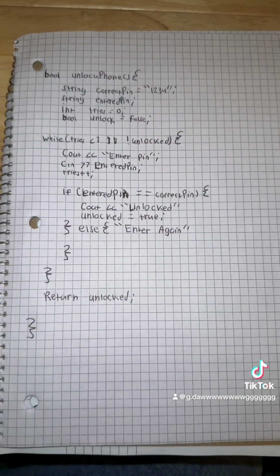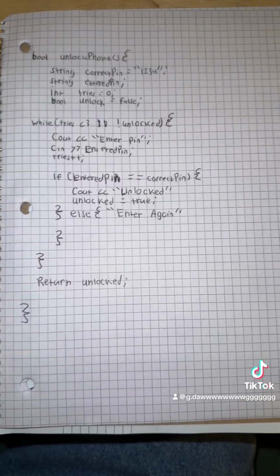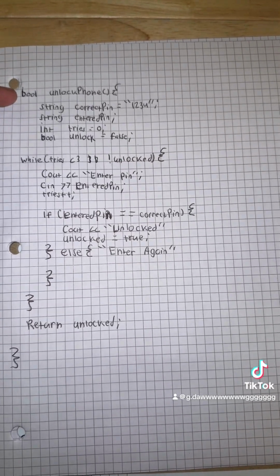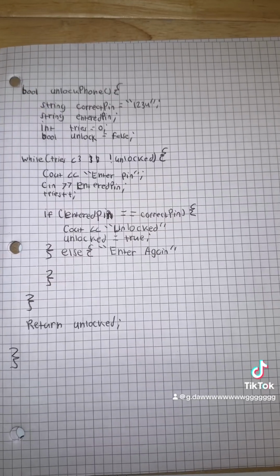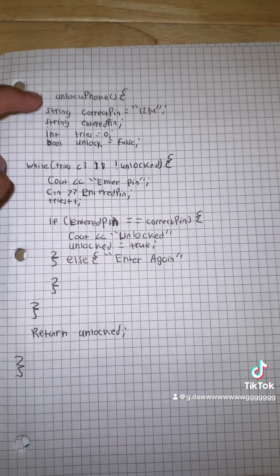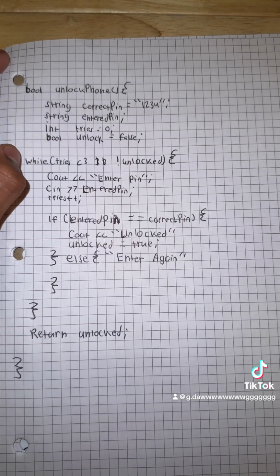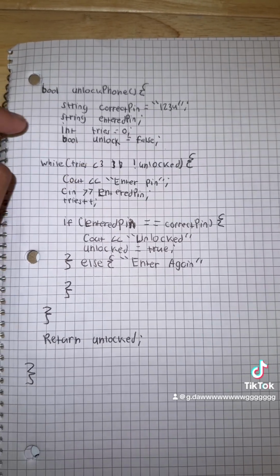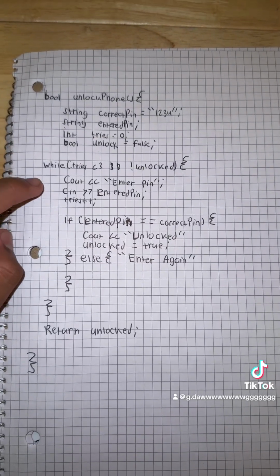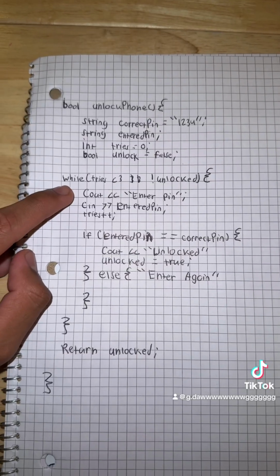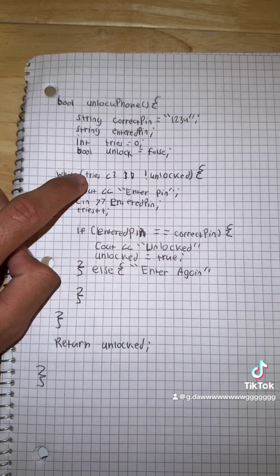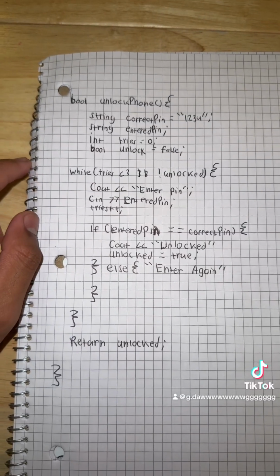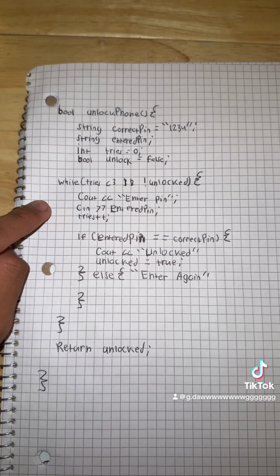So written in simple terms, or what that whole process looks like, is when we use a bool to unlock the phone. Being that we need a correct pin and an entered pin, and how many tries, and to see if unlocking it is true or false. So when we do our while, then we see how many tries we can do, which normally it could just be 3, and then it can be unlocked. So then we write out the message for that pin.